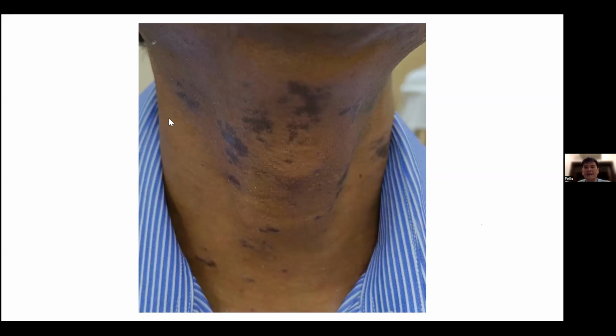Porphyria? Yes, you can get porphyria cutanea tarda on sun-exposed areas. But porphyria cutanea tarda is not common here, and it usually presents with burn-like lesions. This is not a burn-like lesion.